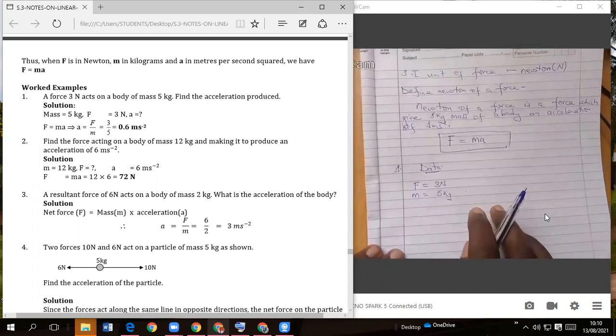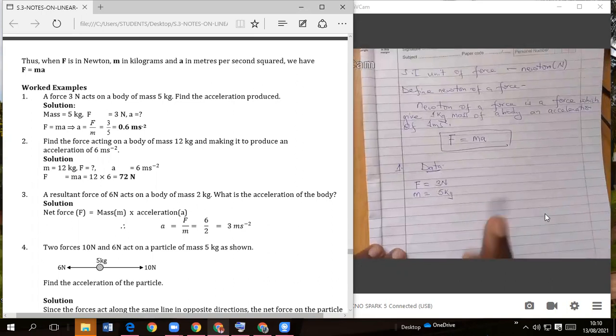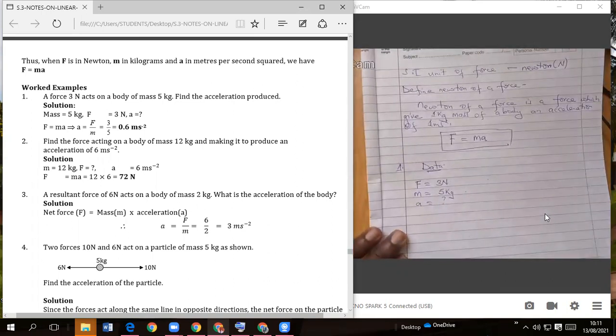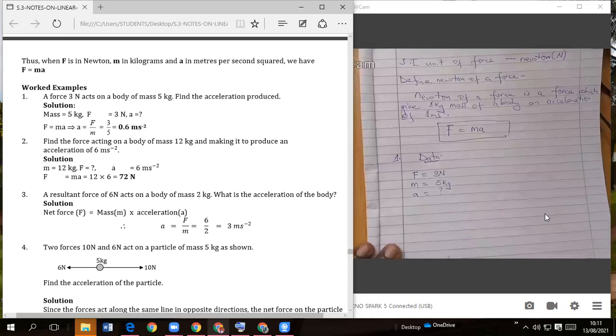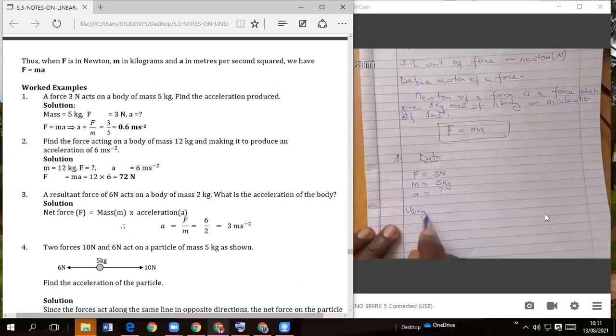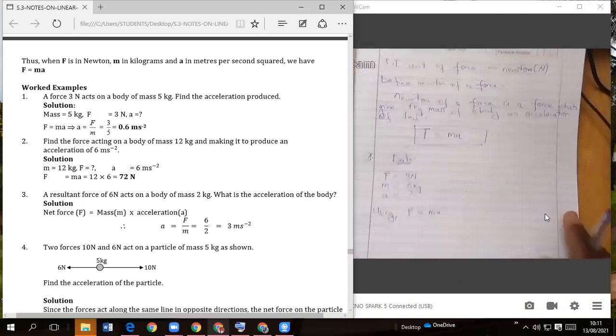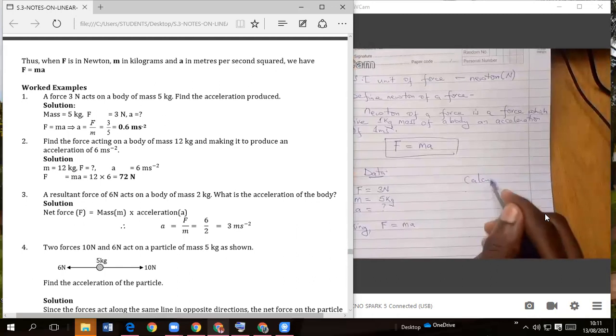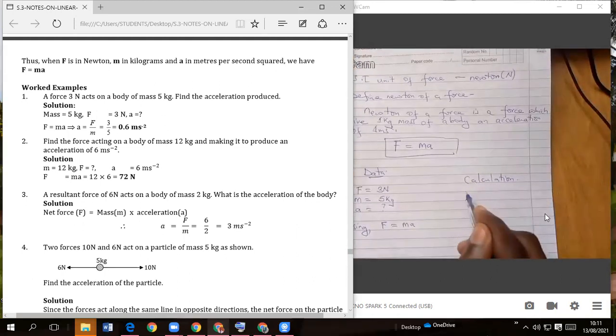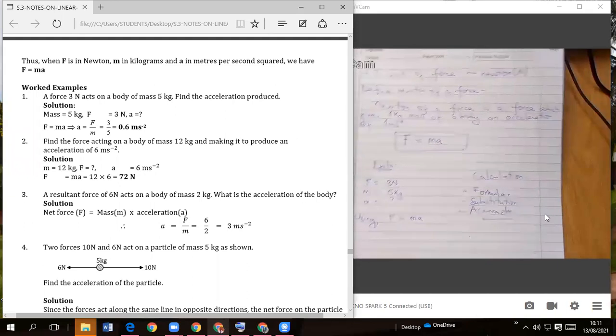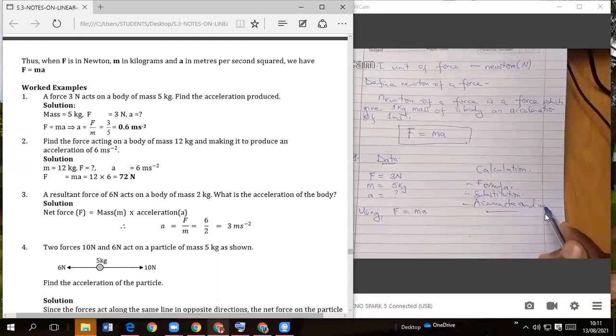Members, are we together? Now they want us to find acceleration. So which formula are we going to use? You come and say, using F = MA. Remember I said when you are doing calculation, the most important things are the formula, then the substitution, and then you must be accurate.